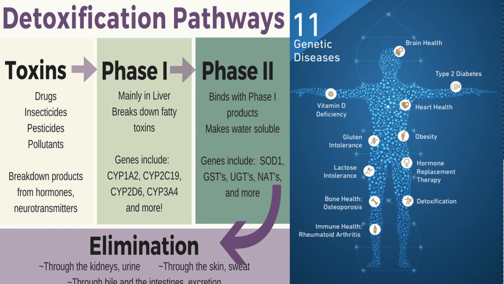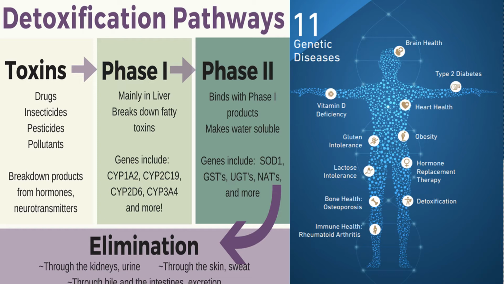So, detoxification pathways. And again, as I said before, I'm giving you a lot of different graphics because I think it's really important to present this information in different ways. Different people learn in different channels. So toxins could be drugs, insecticides, pesticides, pollutants. The breakdown products from hormones, the breakdown products from neurotransmitters. There are endotoxins. We produce them ourselves. They're not just from our environment. And I'm going to be talking more about that in a little bit.